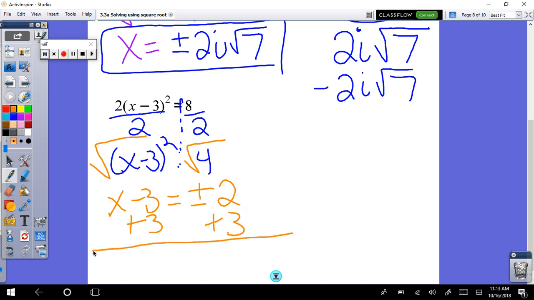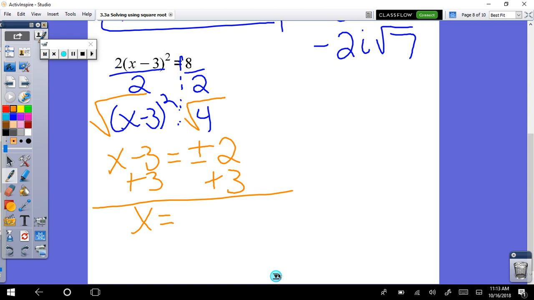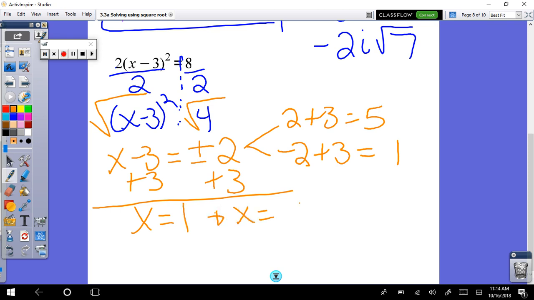And now the most common answer that I get from students is plus or minus 5. And I threw this example in here because I want to show you how it's not plus or minus 5. Now, plus or minus 2 really means positive 2 or negative 2. Well, positive 2 plus 3 is 5, but negative 2 plus 3 is 1. So our answers are actually x equals 1 and x equals 5. So we actually have two completely different answers. Here we have 1 and 5.